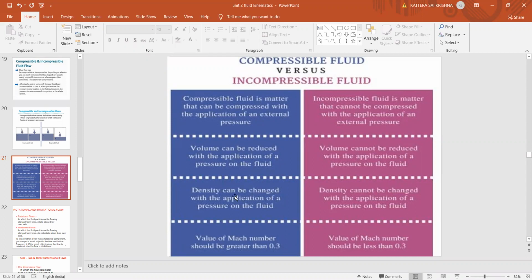Next, density we need to mention. Density will change as we compress the fluid, while density doesn't change even if you apply pressure to compress it in incompressible fluids. The last point is about Mach number. The value of Mach number should be greater than 0.3 for compressible fluids, and less than 0.3 in case of incompressible fluids. Please write this down. Roughly, you can write 4 points.